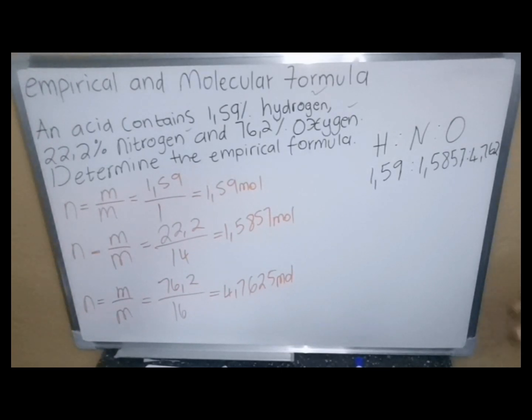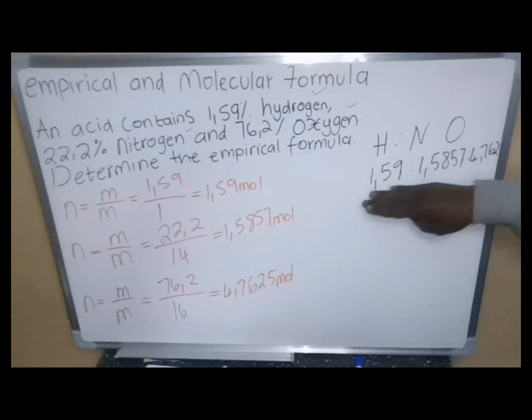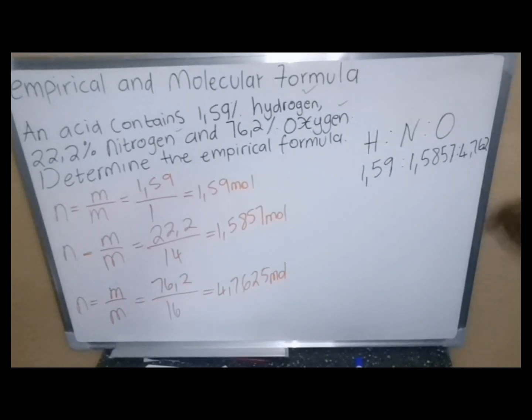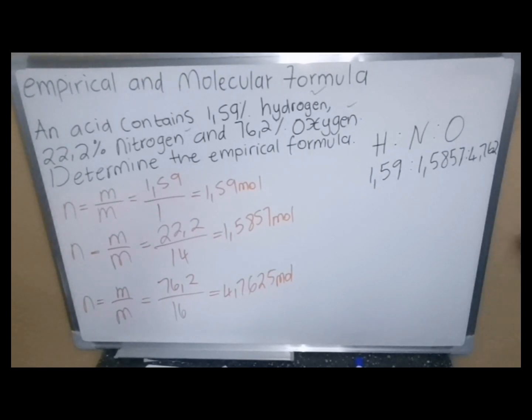Now, remember, when you've got ratios here, for you to find the whole number, you need to divide each and every ratio by the one with the smallest value between the 3. Which one between the 3 has got the smallest value? Is it 1,59, 1,5857, or 4,7625? Which one has got the lowest value? It is 1,5857.